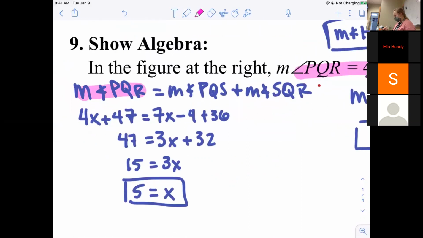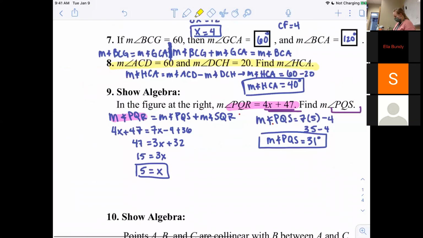I knew that the whole PQR is equal to PQS plus SQR. And so then I just substituted the values in. 36 was SQR, PQS was 7x minus 4, and then the total, the whole, was 4x plus 47. Again, if I had to bet, that's probably the hardest part for a lot of us. Once I simplified and solved, I got x equals 5, and then I plugged that in and got PQS equals 31. If you don't write the m angle, is that wrong?